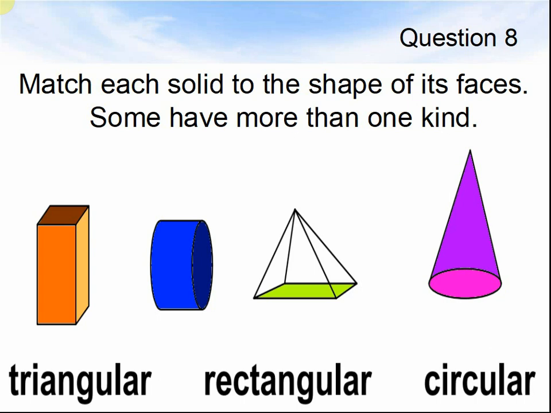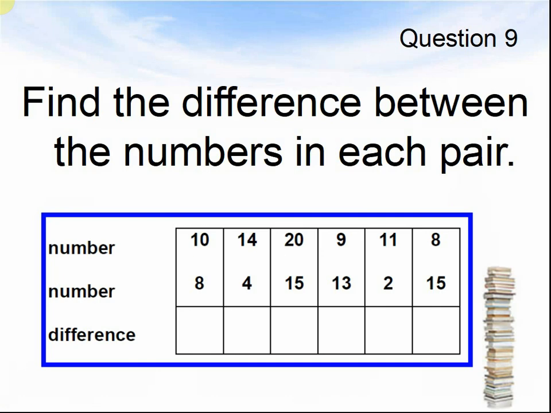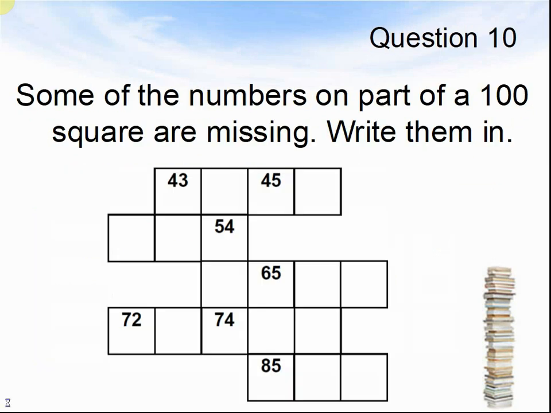Here comes question 9. Question 9. Find the difference between the numbers in each pair. Pause the video until you are ready for question 10. Here comes question 10. Some of the numbers on part of a 100 square are missing. Write them in. Pause the video until you are ready for question 11.